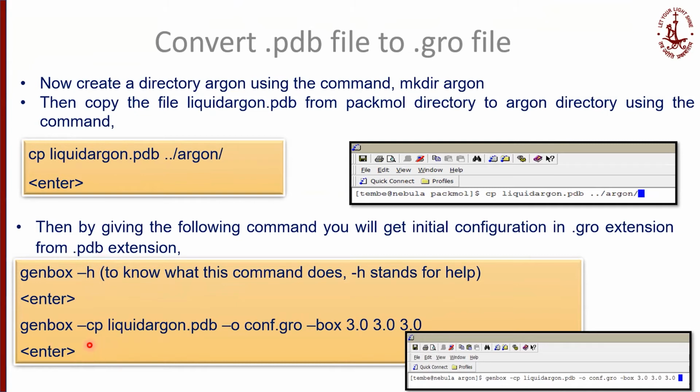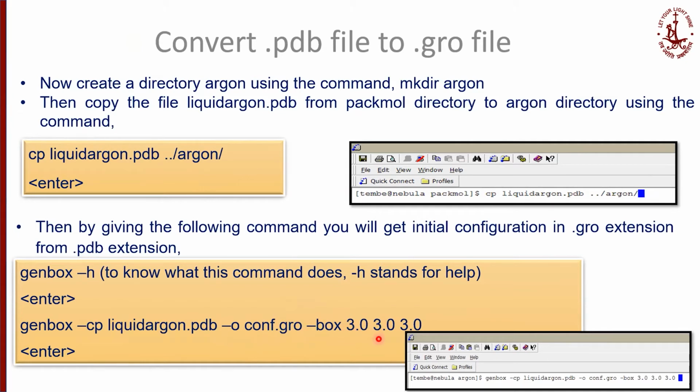So genbox means it will generate a box, -cp liquid argon.pdb. That is, it is taking that liquid argon.pdb file, -o conf.gro. -o stands for output, so the output will be written in conf.gro. What is conf? It is configuration. You can write argon.gro also. These file names actually depend on whatever you want to give.